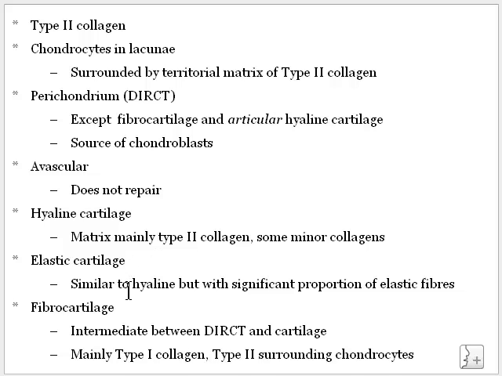And then we'll look at fibrocartilage, which really is an intermediate between dense irregular connective tissue and cartilage itself. In fact, the fiber component of fibrocartilage is mainly type 1 collagen, as you'd find in dense irregular connective tissue, and what distinguishes it from dense irregular connective tissue is the fact that there are chondrocytes present in lacunae, and surrounding them is a little bit of type 2 collagen.